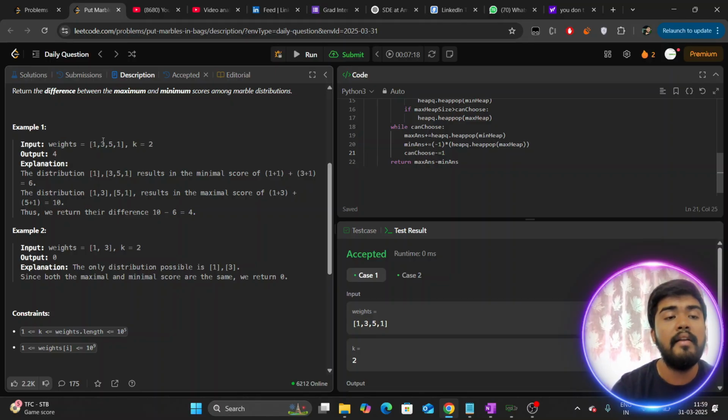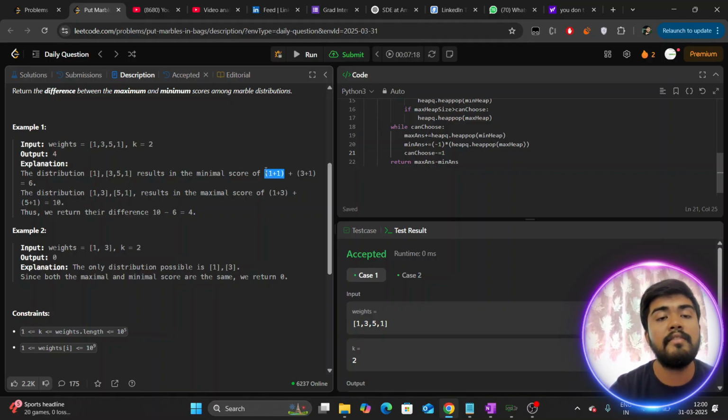So you have two bags, so you can split your weights into two chunks. Let's suppose I split from here. The first bag has only a single marble and the second bag has the rest three. This distribution is giving you the minimal score. On the first bag we have only a single marble, so what is the first? We can consider 1. And what is the last? Itself, so we can consider another 1.